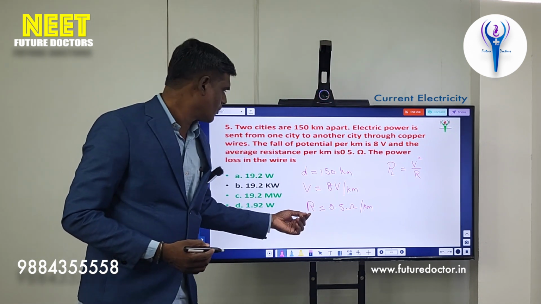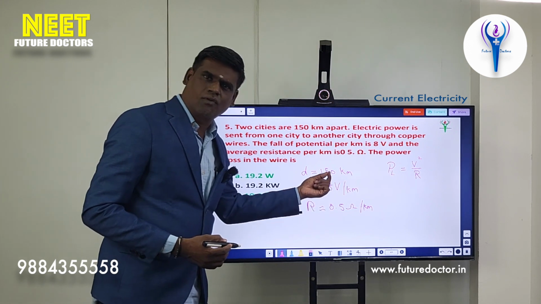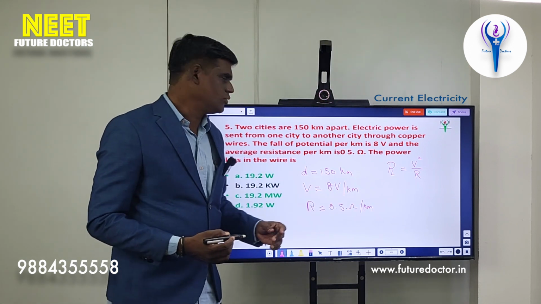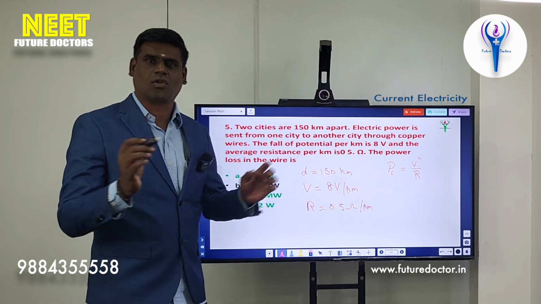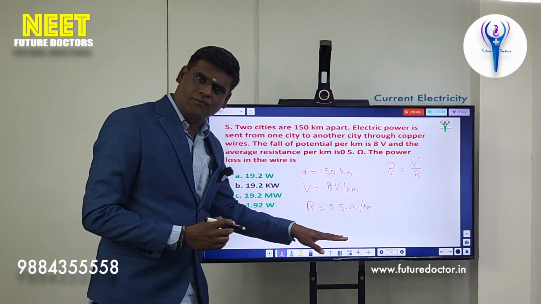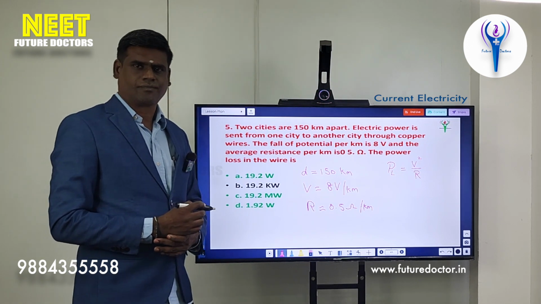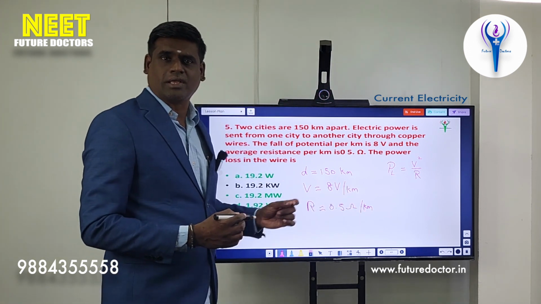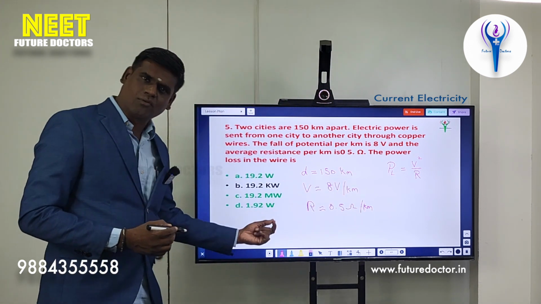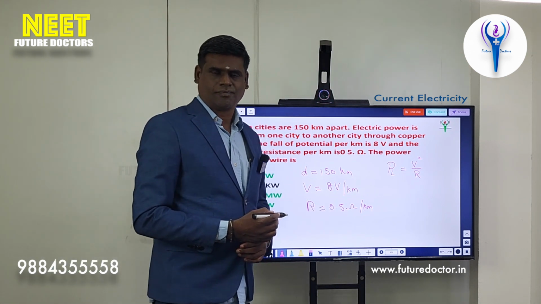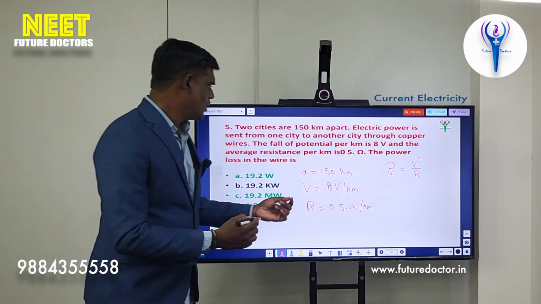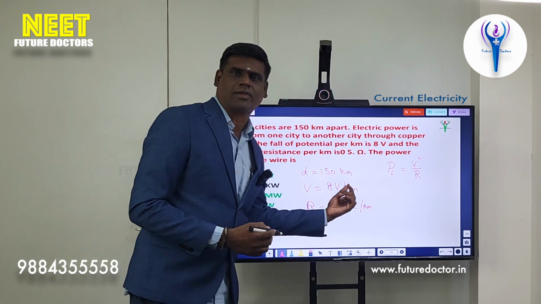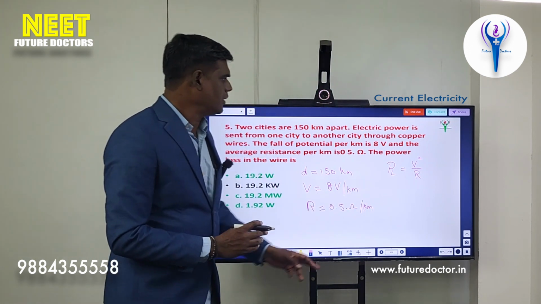How much will you get? Fall of potential is 8 volt for 1 kilometer, and when it is converted to 150 kilometers, it is multiplied by 150. Same way, resistance 0.5 ohm for 1 kilometer, then for 150 kilometers, it's multiplied by 150 only. So V is 8 into 150. Another one, R equal to 0.5 into 150. And after simplifying, you can substitute here.